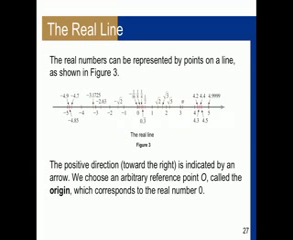Okay, we can use a number line to represent all kinds of points on a line. If we look at the line they give us here in Figure 3, some of the things we need to remember: the positive direction goes to the right, so numbers on the right are larger than numbers on the left. Usually we choose an arbitrary reference point of 0 to separate our positives and our negatives, and that is the origin.